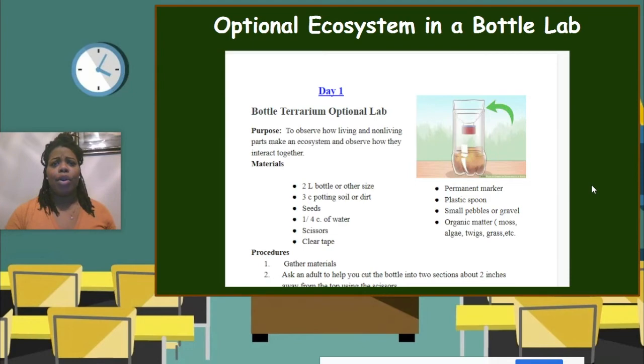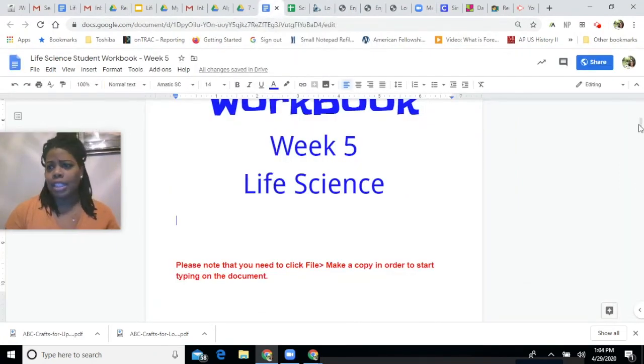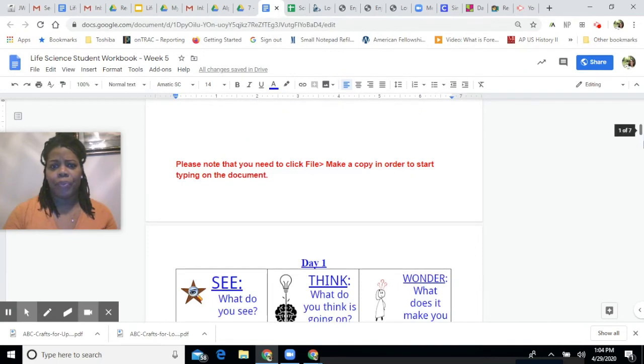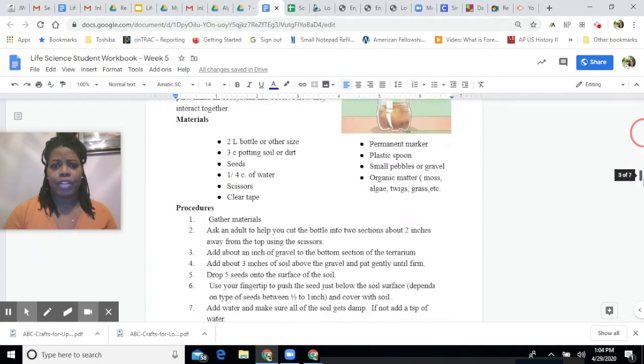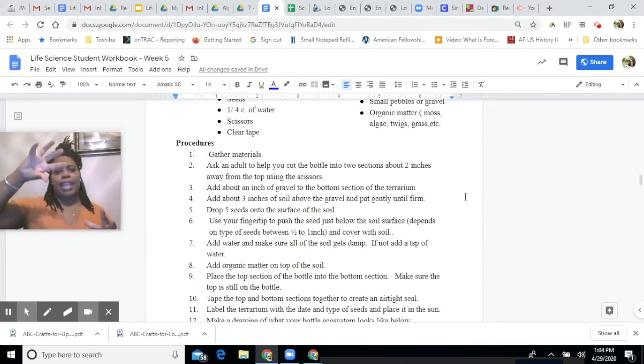And if you go to your workbook, you will see that the directions on how to complete this are there. You look right here. It tells you exactly what to do. And you're basically going to take your scissors and very carefully cut the bottle. And you're going to have a top part and then a bottom part. And you're going to end up placing the top part and the bottom part at the end. So these are the very detailed directions.